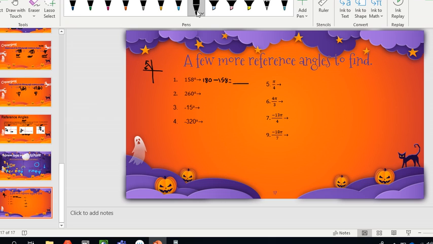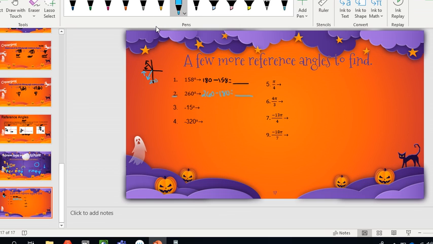If I'm at 260, I'm going to change colors just so I can see it, and I can use the same one. 270 is here, so 260 is right over here. So what I'm going to do is take 260 and subtract 180. Look at the difference in what I'm doing. That will give me this angle left between here and here, because that's the side that I'm going back to.